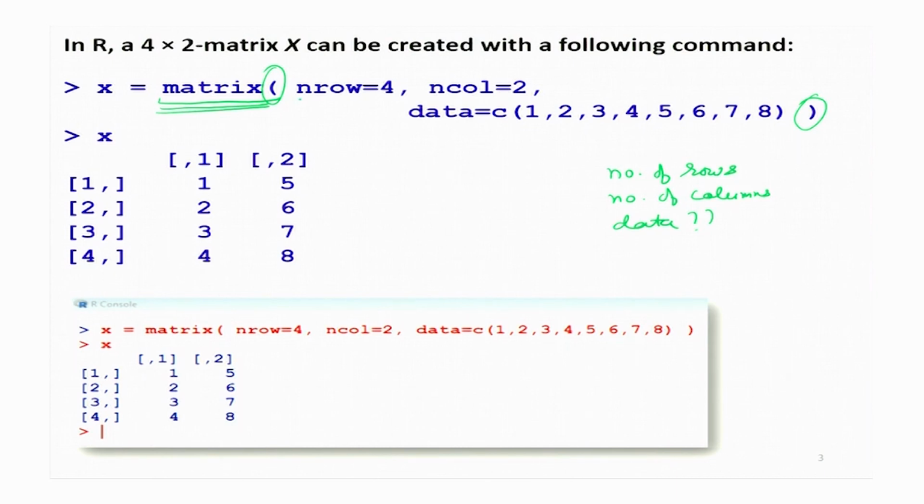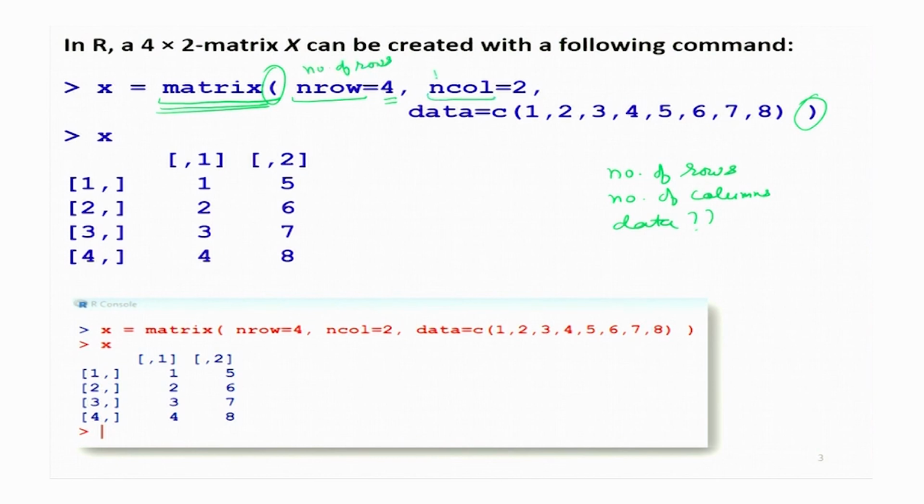So, in order to inform the matrix how many rows are going to be there, we have a command here, nrow. If you write nrow equal to, for example, 4, this will indicate that there are 4 rows in the matrix.